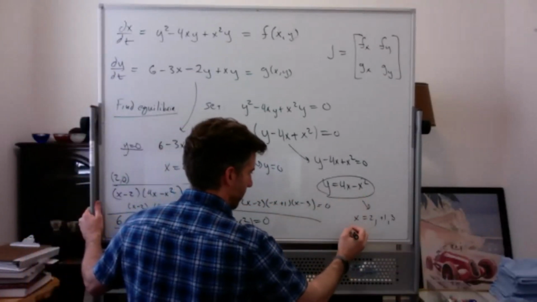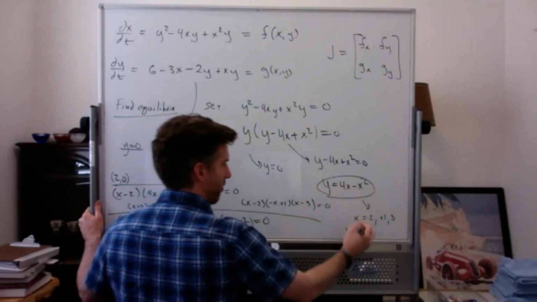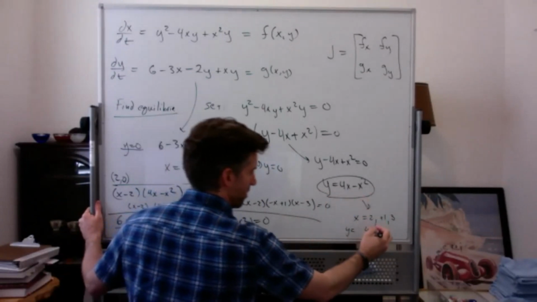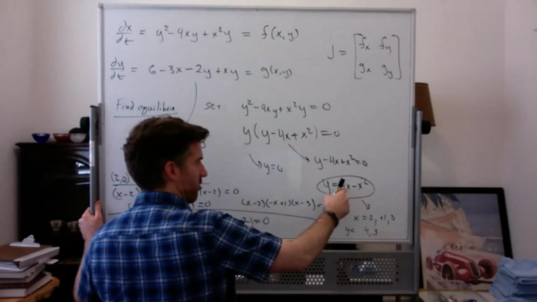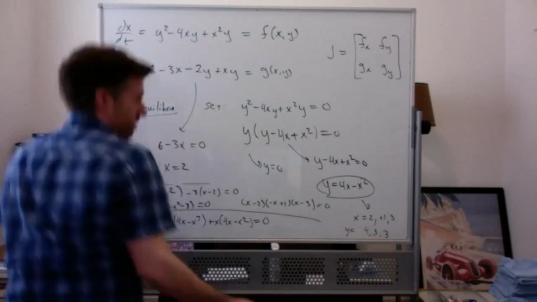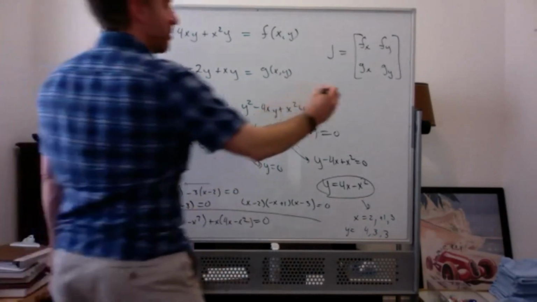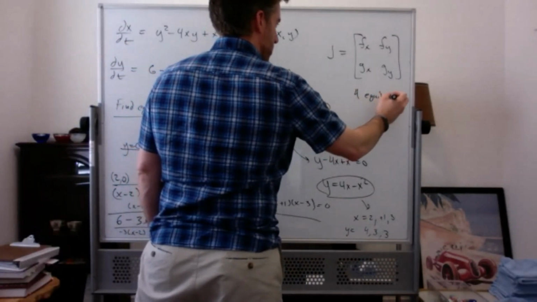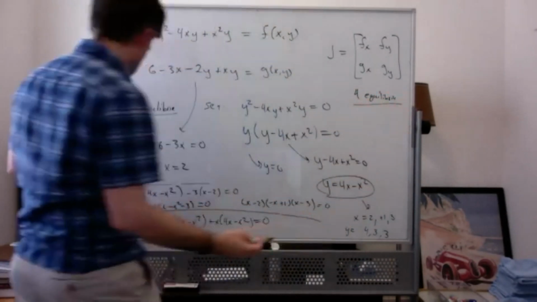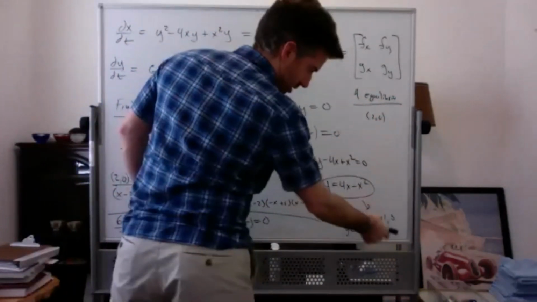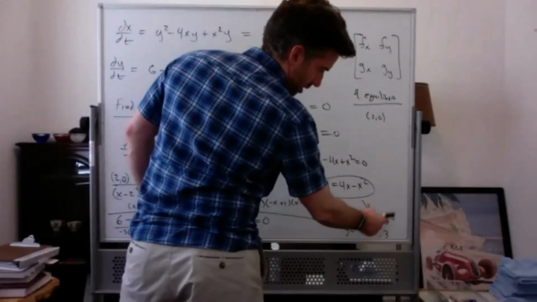So if x is 2, I would get y equal to 8 minus 4, which is 4. If x is 1, I get 4 minus 1, which is 3. If x is 3, I get 12 minus 9, which is 3. All right. So here are my 4 equilibria. They are (2, 0), and there are these 3 points: (2, 4), (1, 3), (3, 3).